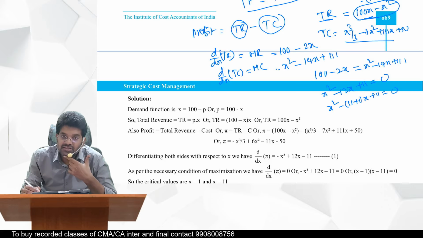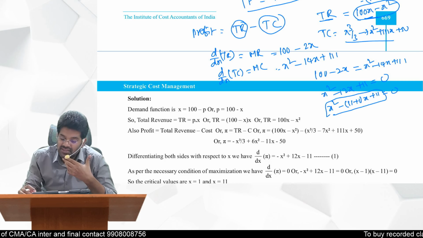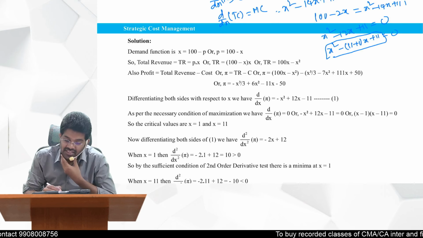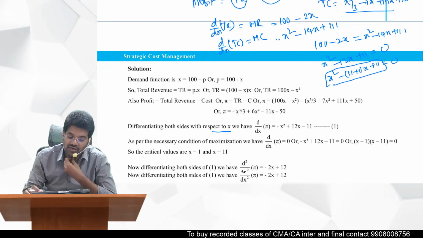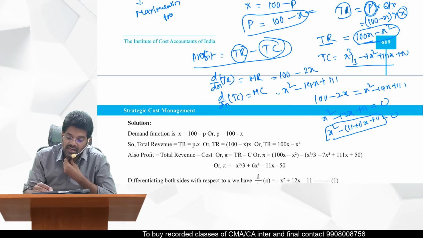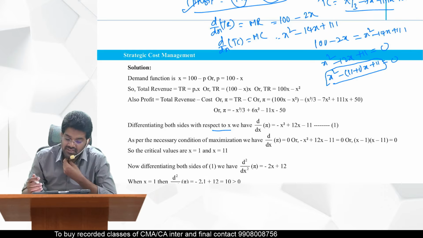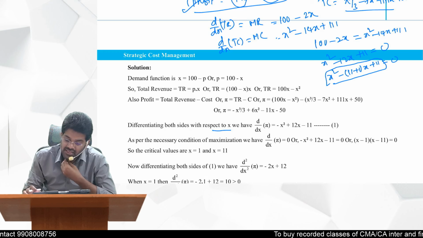Okay, why I wrote like this, you know? (a plus b) into (a minus b), can I write like that? So you can differentiate both sides with respect to x. Here they have done total revenue minus total cost directly, and on this only they have applied the derivative. If you apply either way, you will get the same thing. So ultimately they also got x square minus 12x plus 11, I got. If it goes to that side, yes, same thing.